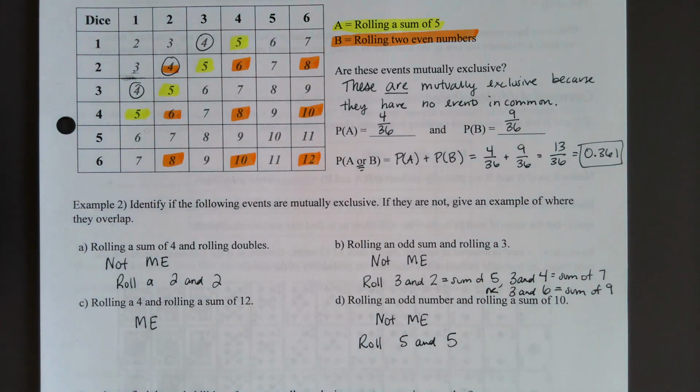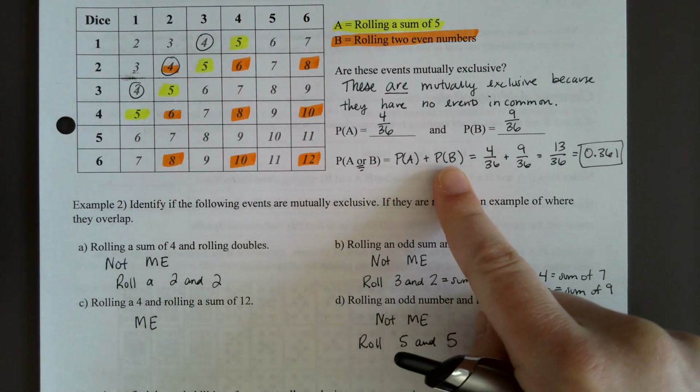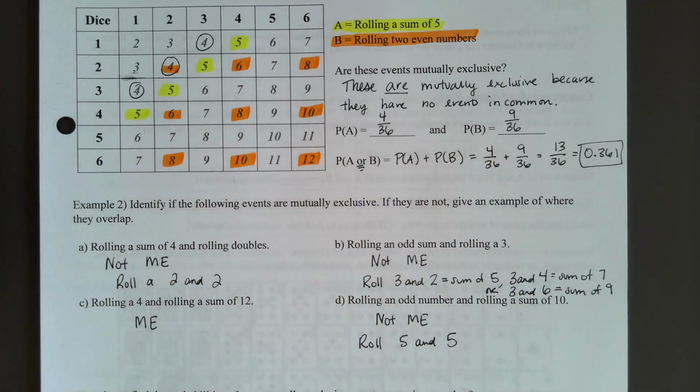So how do we find probabilities when they're not mutually exclusive, though? Because here, when they are mutually exclusive, we can just add them together. So what happens if we have some type of overlap? What do we need to do? That's what we're going to talk about next.